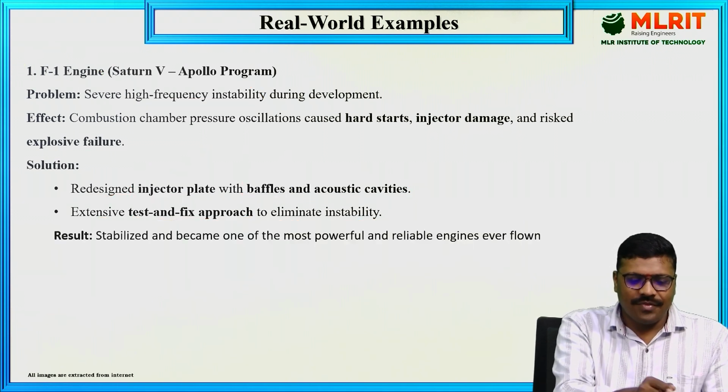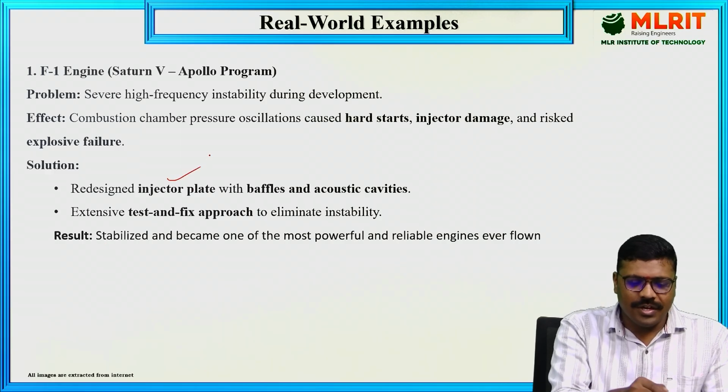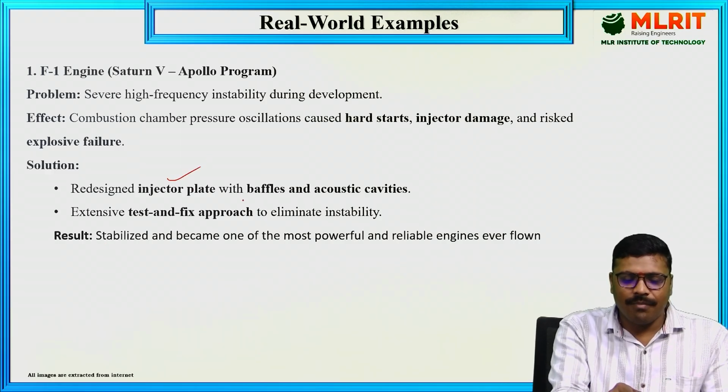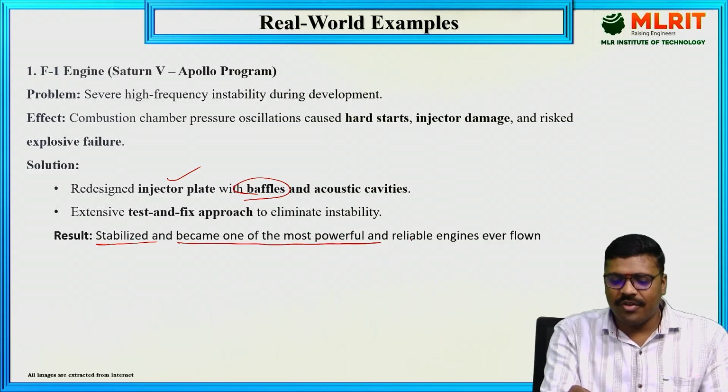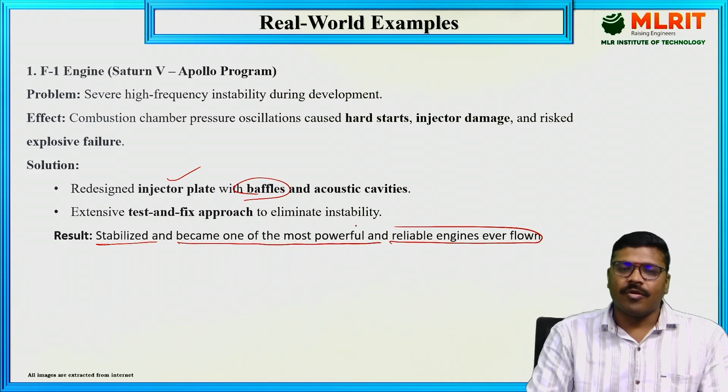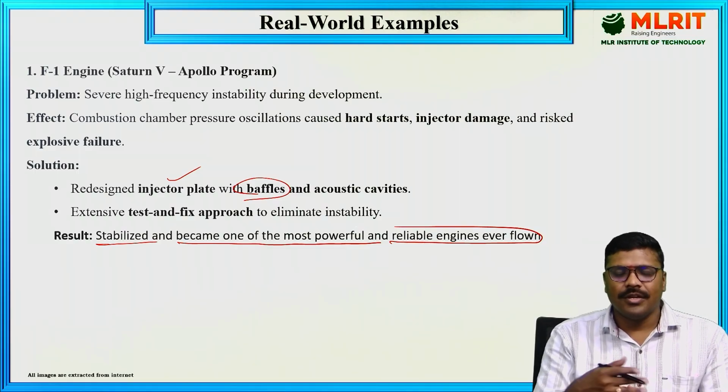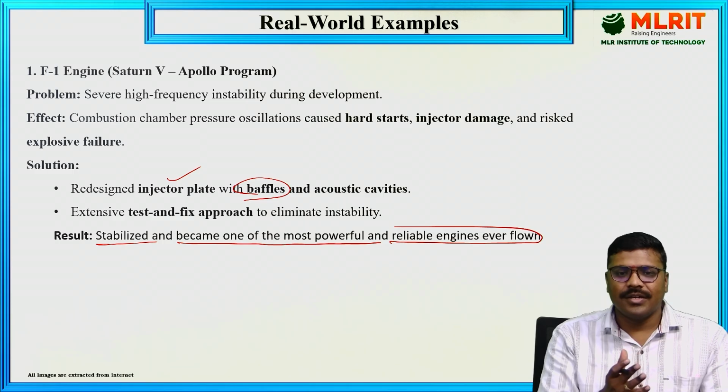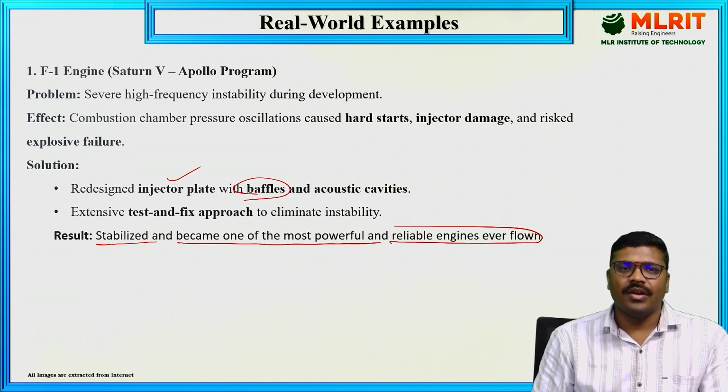Because of redesigning the injector plate and using baffles, the combustion process became stabilized and the F1 engine became one of the most powerful, reliable engines ever flown for the Apollo program. Just because of the injector plate design, combustion instability arose and complete engine failure occurred. After redesigning the injector plate, it became the most powerful engine.